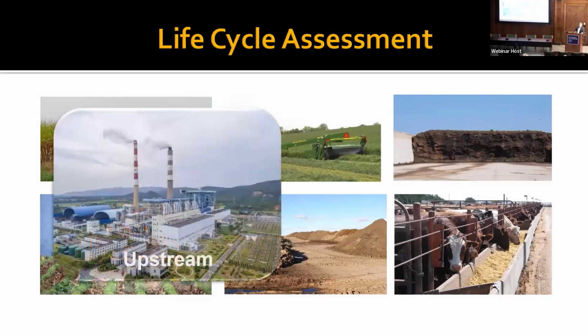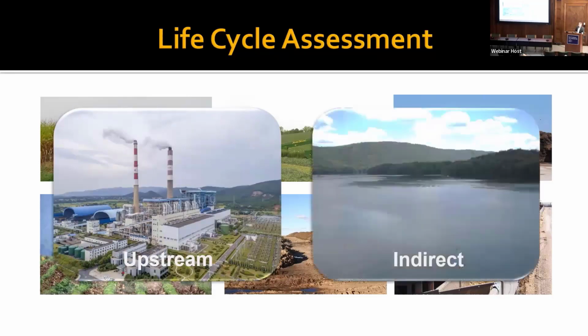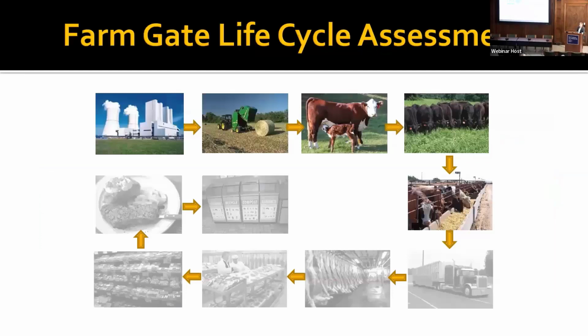But in addition to that, we have to look at what we call upstream. These are the impacts that would occur during the production of resources such as electricity, fertilizer, and that sort of thing that would be used in the production system. And we also have what we call indirect effects: substances, emissions from the farm, particularly nitrogen emissions, can go off and affect other ecosystems, and we want to incorporate those effects as well.